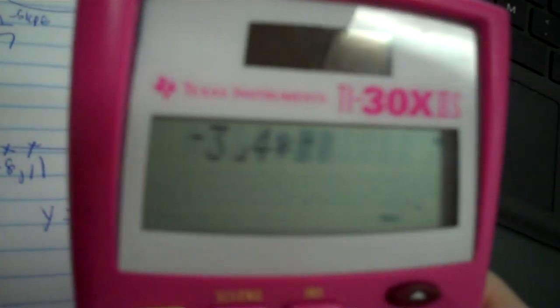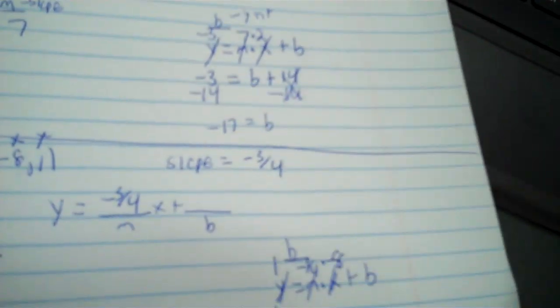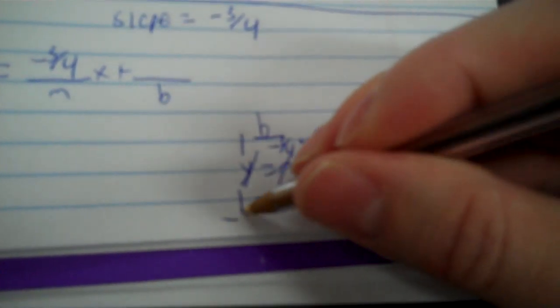Now I take negative 3/4 times negative 8. That's 6. It's positive 6, so I'm going to write b plus 6. And I subtract 6 from both sides, and 1 minus 6 is negative 5.